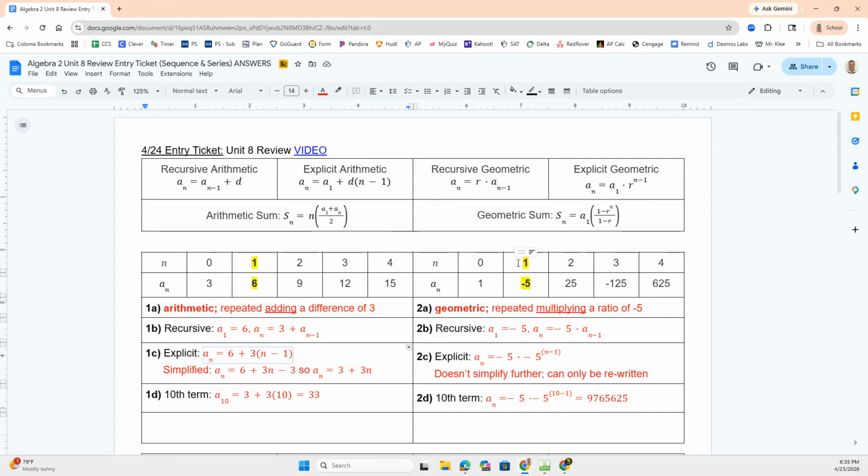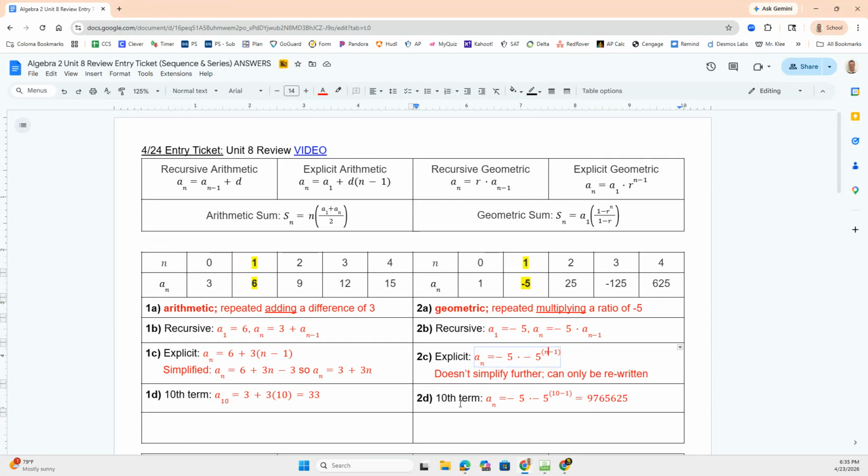The recursive rule, once again, what is A1? Negative 5. How do I get each value? If I want A1, I have to look at A0 and multiply it by negative 5. And then the explicit rule, put that stuff together. What are we starting at? Negative 5. What are we doing? We're multiplying by negative 5, and we're doing it n minus 1 times. And that doesn't really simplify a whole lot further.